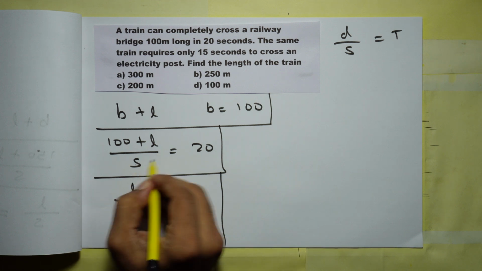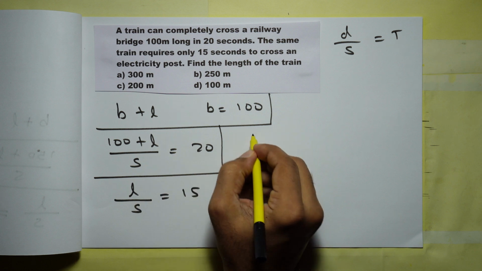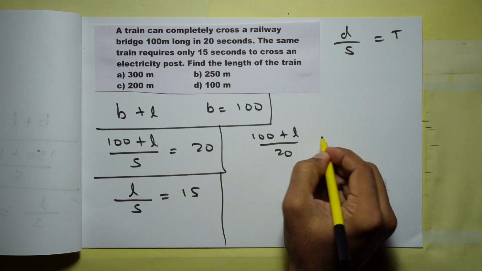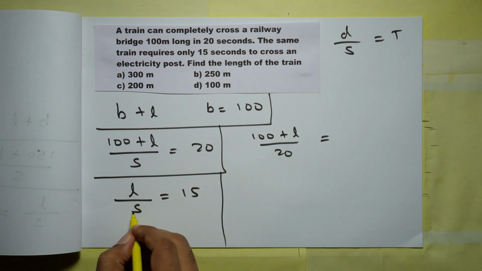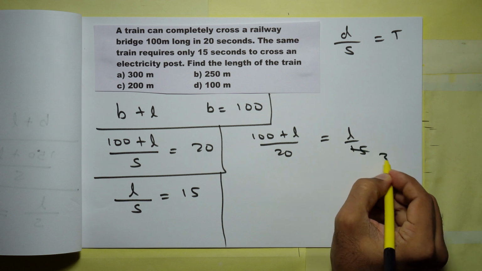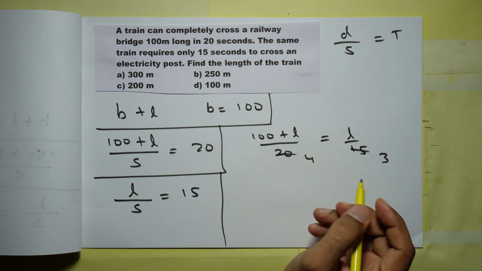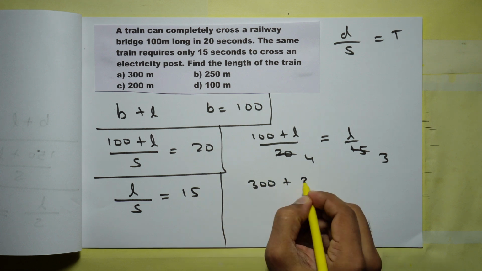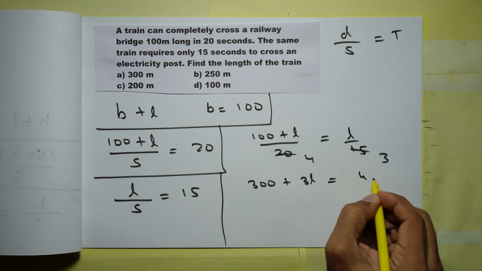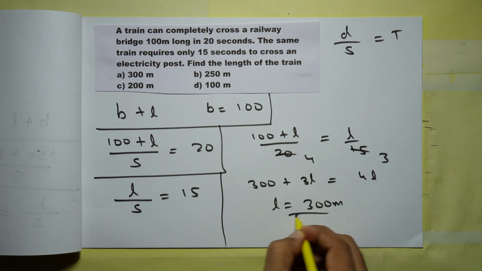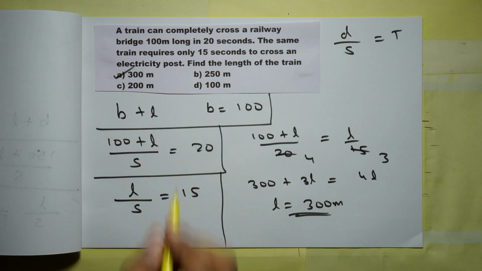So we will eliminate S. Here S is equal to 100 plus L by 20. From here you will get S is equal to L by 15. Here 5 divides 3 times, 5 divides 4 times. Now we'll cross multiply. 300 plus 3L is equal to 4L, from which you will get L is equal to 300 meters. That is the length of the train, 300 meters, option A.